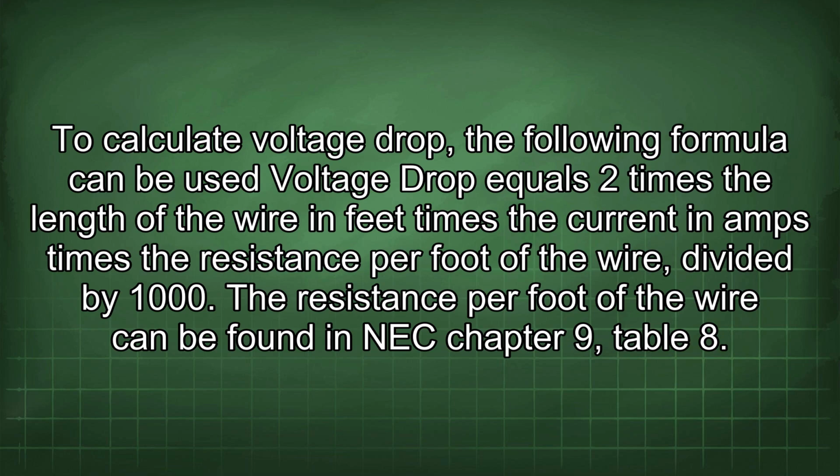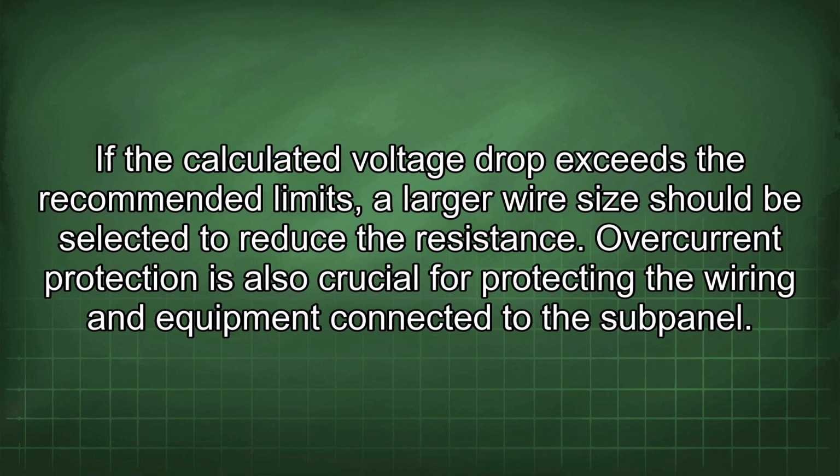Voltage drop equals 2 times the length of the wire in feet times the current in amps times the resistance per foot of the wire, divided by 1000. The resistance per foot of the wire can be found in NEC Chapter 9, Table 8. If the calculated voltage drop exceeds the recommended limits, a larger wire size should be selected to reduce the resistance.